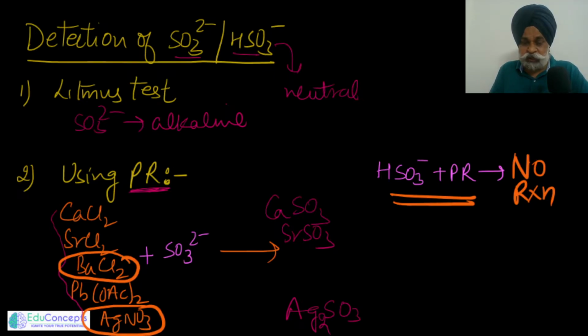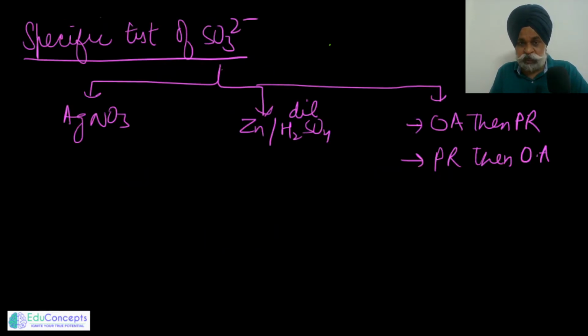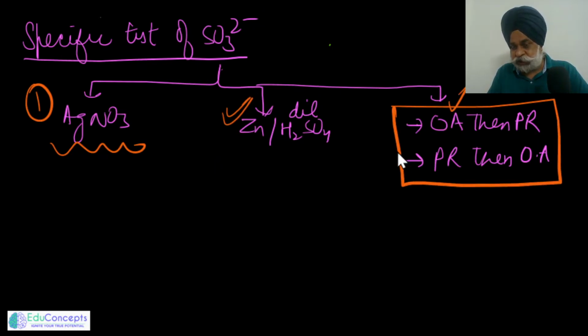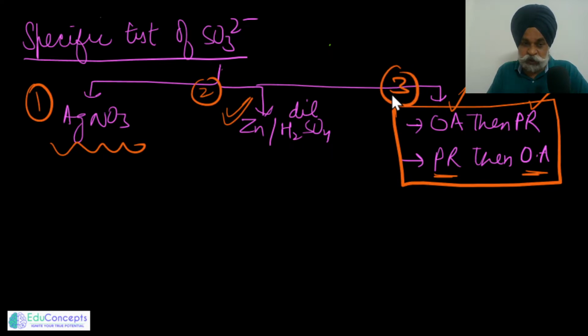Now, in specific tests you have three things. One, the silver nitrate test is important for sulfite. Second is the reaction with zinc and sulfuric acid, which is also quite important. And the last one is: first you add some oxidizing agent, then the precipitating reagent. Let us discuss all three one by one for the detection of sulfite ion in particular.